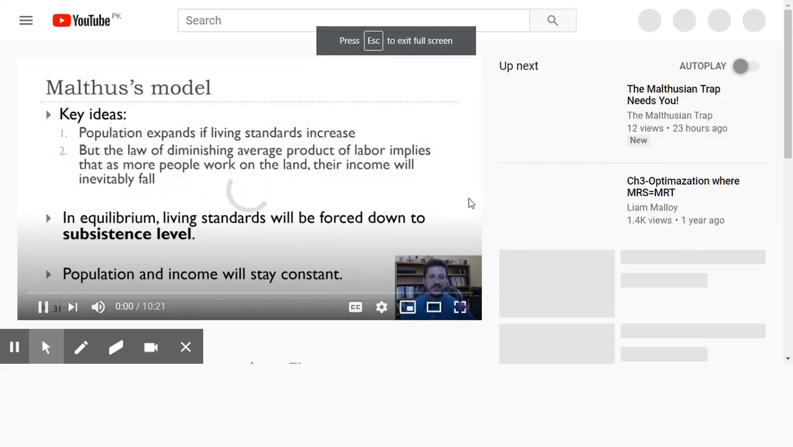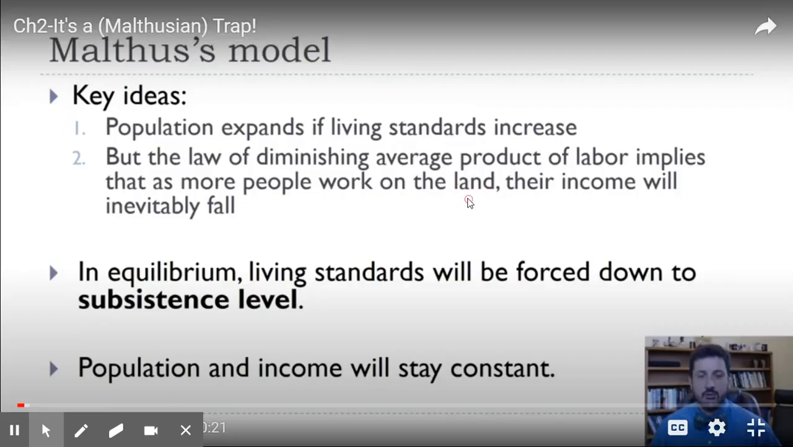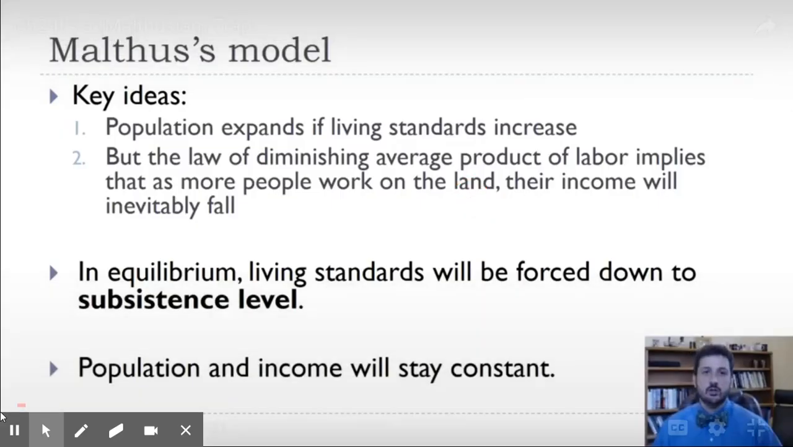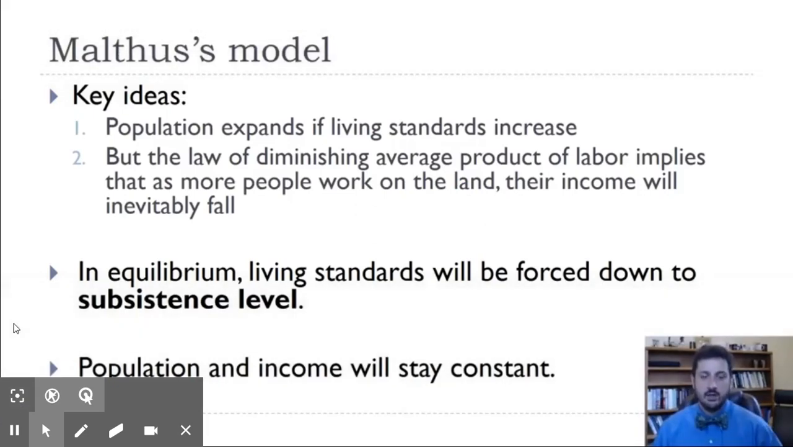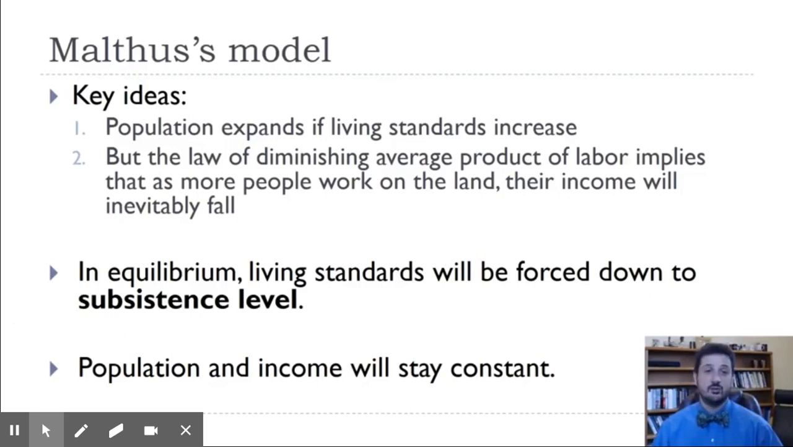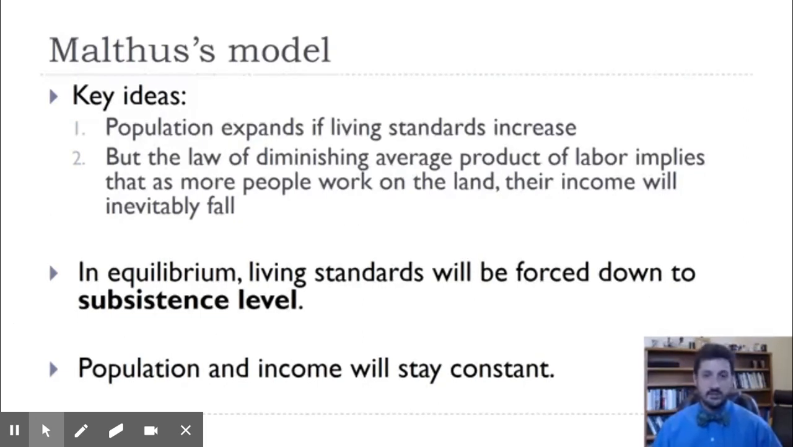In order to explain the apparent stagnation of living standards before the Industrial Revolution, we're going to turn to an economist that wrote in the early 19th century named Thomas Malthus. Malthus's model was basically the idea that living standards unfortunately can't increase in the long run. The reason is that if living standards do increase in the short run, either because there's a good harvest or because there's a new technology, then population expands.